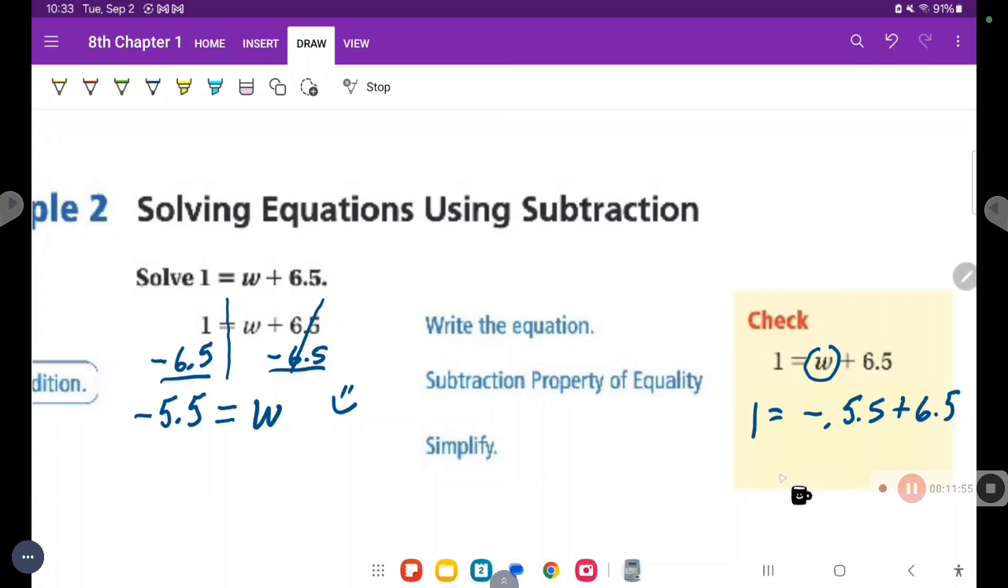All right, so what is negative 5.5 plus 6.5? 1. It is 1. Check it. Good job. Thank you.